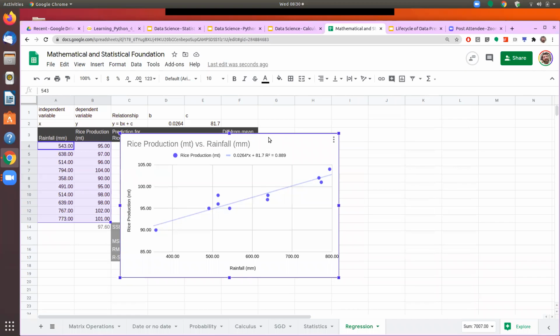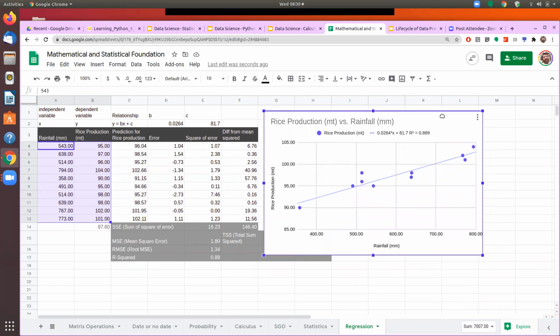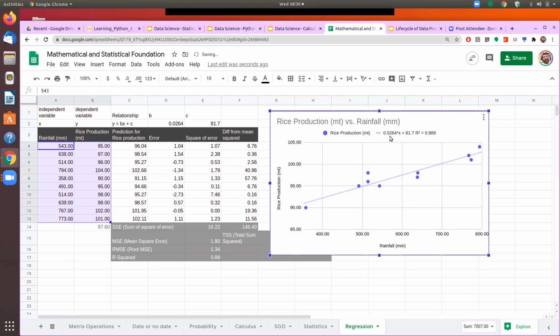These are the steps if you are using Google Sheet. There would be similar steps in Excel also, because Google Sheet and Excel commands are almost in sync. There could be some minor differences here and there, but that's how you draw it. So here on the top, we got the values of B and C and the value of R square, and we are able to match it with our computation.